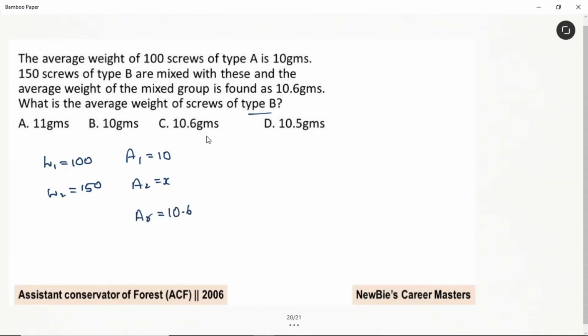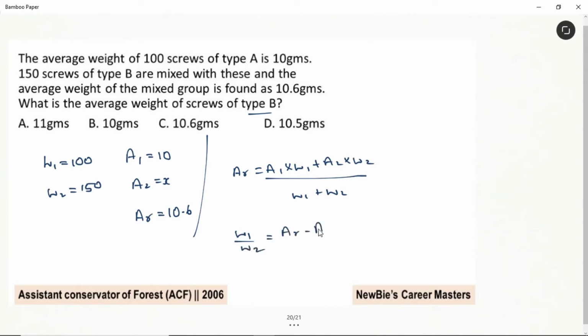This is the weighted average concept. The weighted average formula is AR is equal to (A1 into W1 plus A2 into W2) divided by (W1 plus W2). Another formula: W1 by W2 is equal to (AR minus A2) divided by (A1 minus AR).